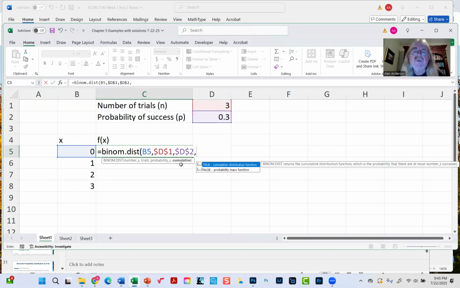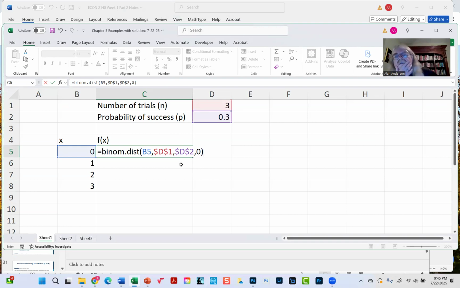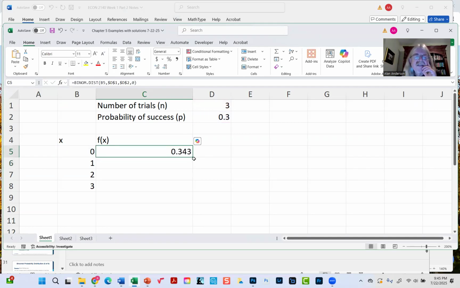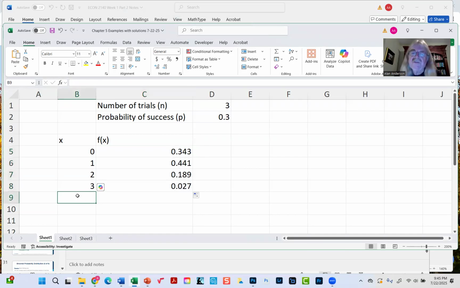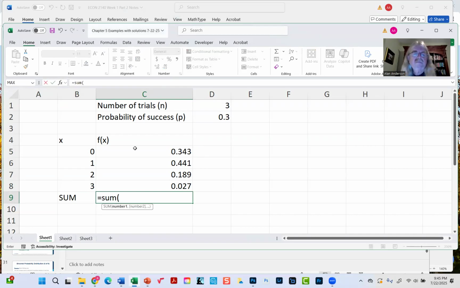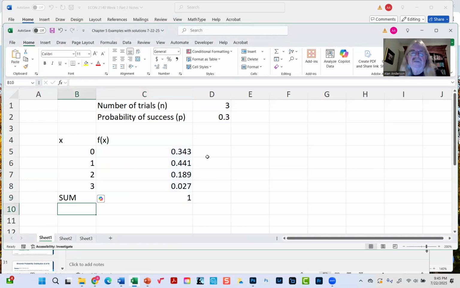And then now cumulative, just put 0 there. We'll explain later on what that means. For now, just put a 0 there and we'll drag it down. Oh my God, that was fast. Now, in order to make sure we didn't goof it up, let's just add these up, and we know they have to add up to 1. And if they don't, that means we have a problem. One, beautiful.